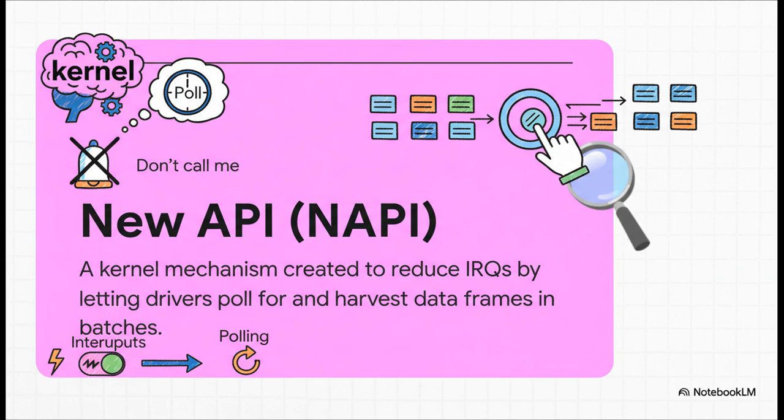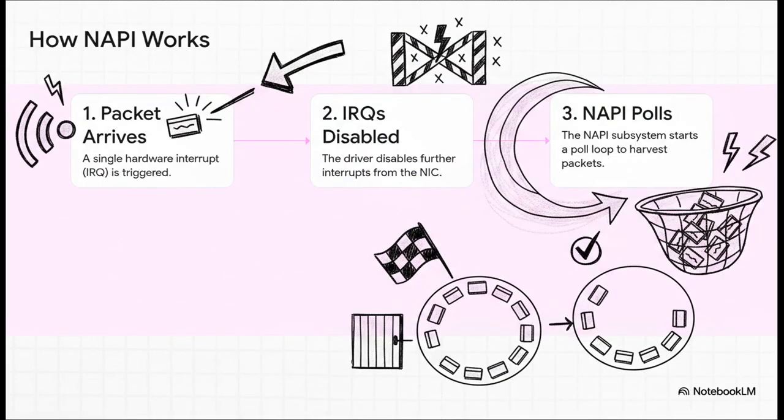I'll come and check the ring buffer for new packets myself when I get a chance. This switch from being bossed around by hardware interrupts to doing its own software polling was a game changer. It's the kernel taking back control, saying, I'll decide when to process packets. And that is the key to handling today's high-speed networks. So here's how it actually works.